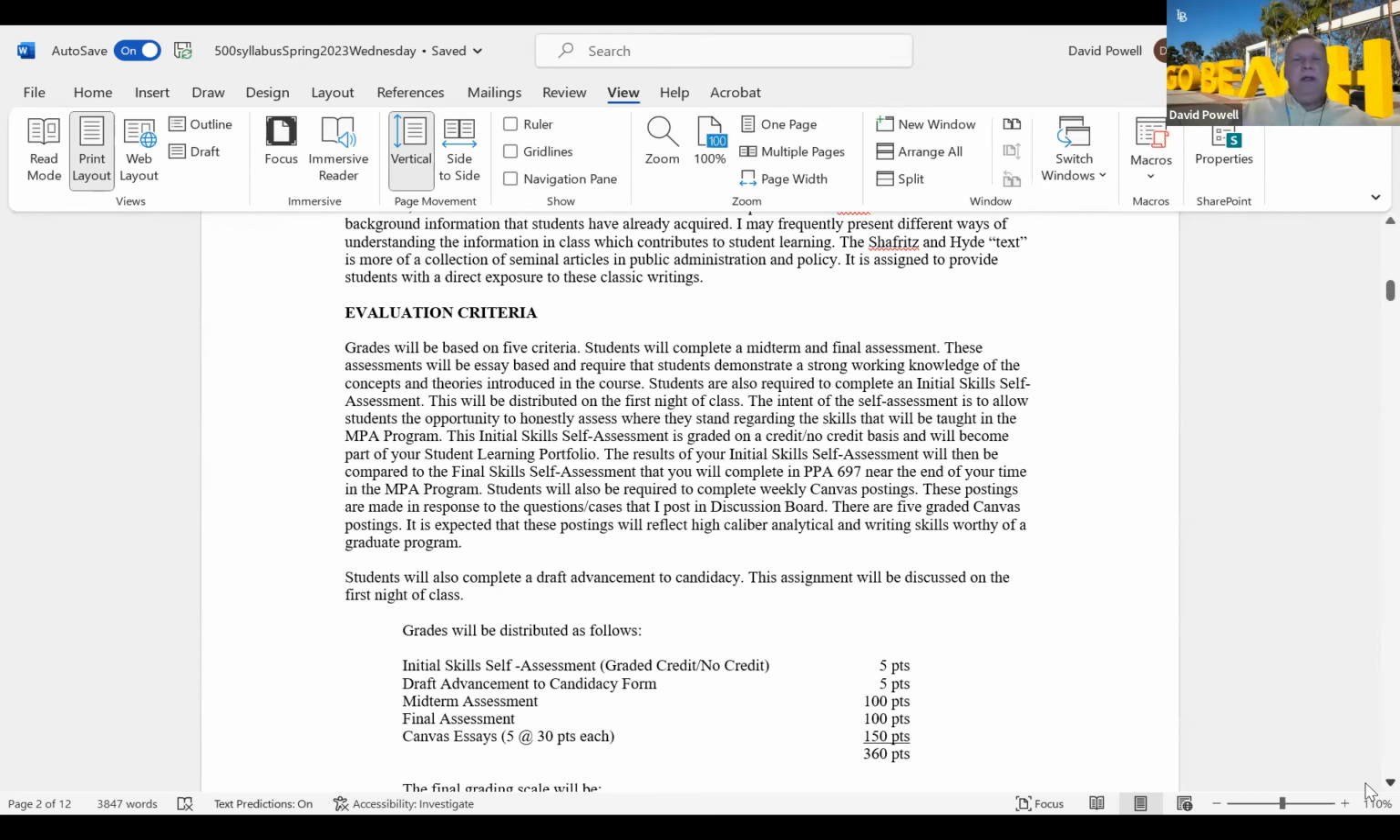And the purpose of the initial skills self-assessment is that here in your first course in the program, your PPA 500 course, we want you to give us a self-assessment of your skills and your experience across several important core areas of the MPA program. And let me go ahead and just share that initial skills self-assessment with you. You may have already seen it up on our site, but let me just go ahead and share it.